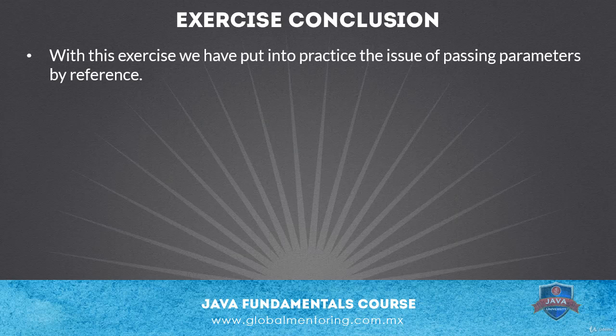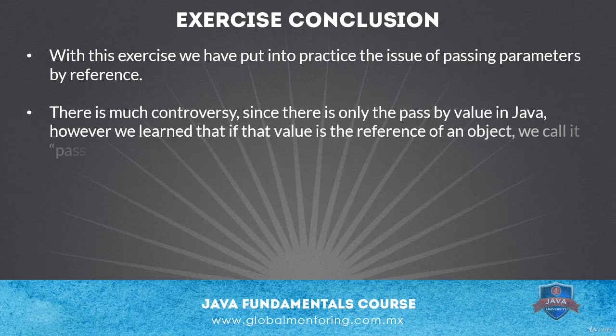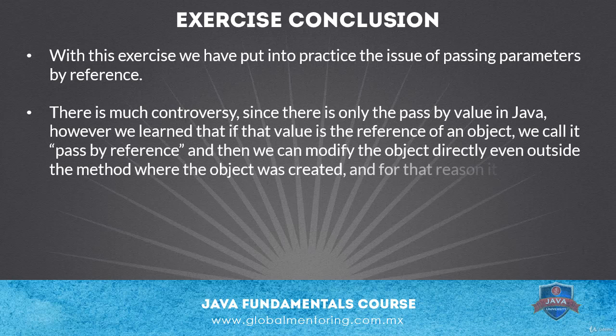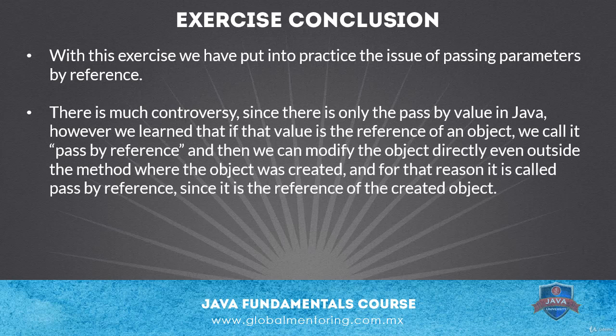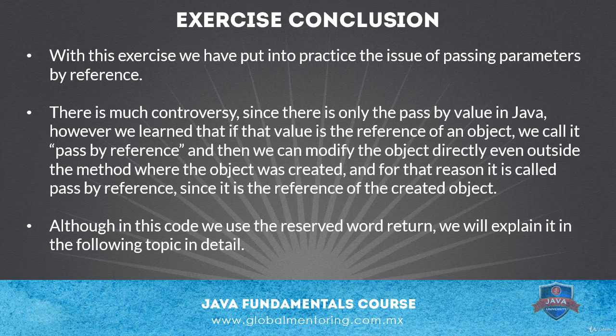Exercise conclusion. With this exercise, we have put into practice the issue of passing parameters by reference. There is much controversy since there is only pass by value in Java. However, we learned that if the value is the reference of an object, we call it pass by reference, and then we can modify the object directly even outside the method where the object was created. And for that reason, it is called pass by reference, since it is the reference of the created object. Although in this code we use the reserved word return, we will explain it in the following topic in detail.